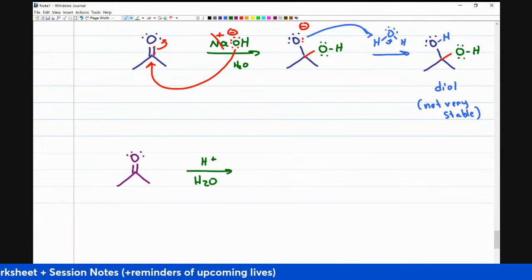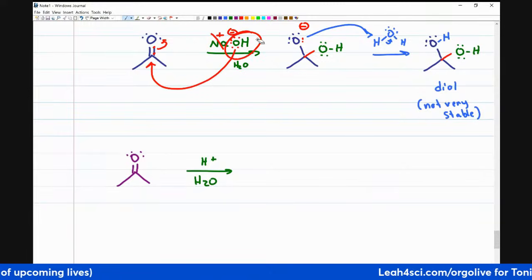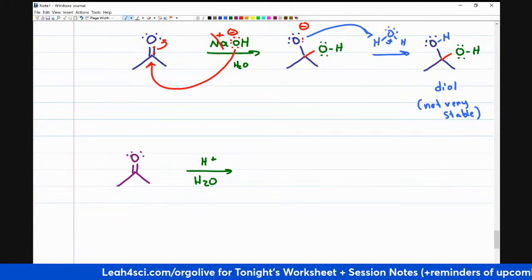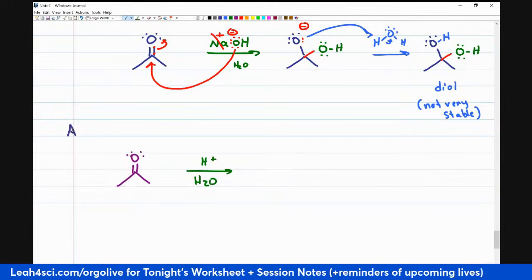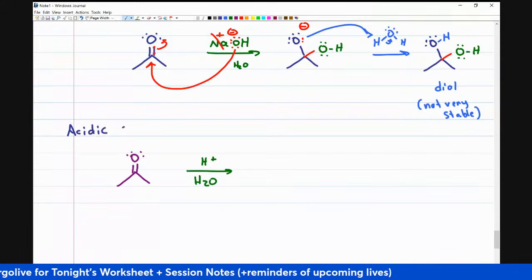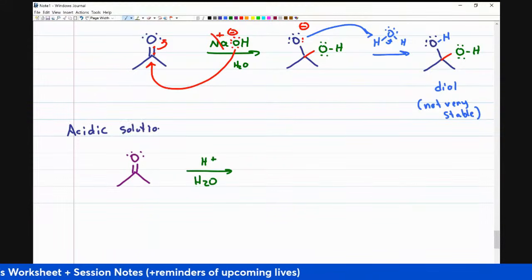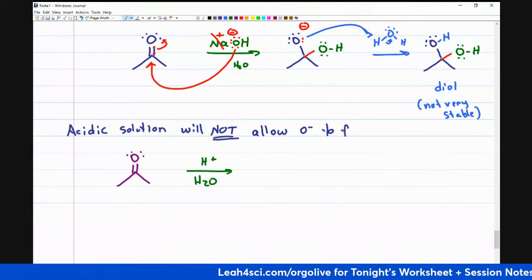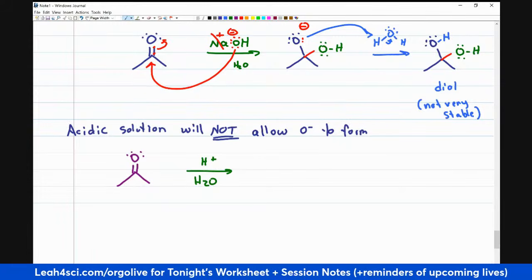What is my nucleophile in this case? In the basic solution, it was very obvious. I have OH minus. OH has a negative charge, therefore it does the attack. If I have an acidic solution, this is where you want to pay very close attention. An acidic solution will not allow an O minus to form. Do not lose points on this, too many students do. Never, ever, ever show me an O minus in an acidic solution.